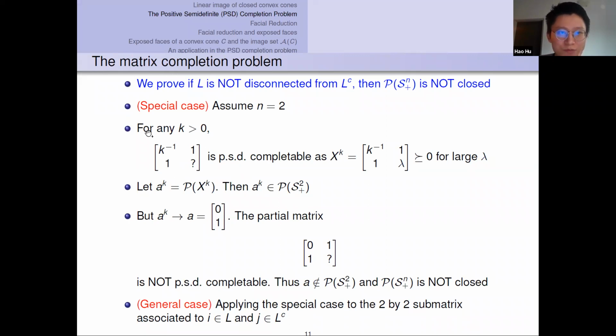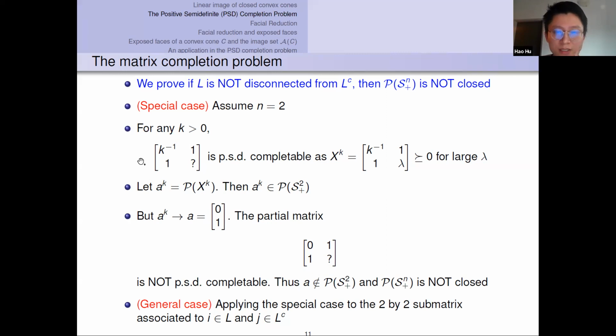For example, we construct a sequence of PSD completable matrices. The matrix has k inverse in the first diagonal entry, one is off diagonal, and it remains to ask, can you find some values here so that this matrix is positive semi-definite? Well, the answer is yes. You can just take a big value for nabla, and that gives you a PSD completion, which is denoted by X_k.